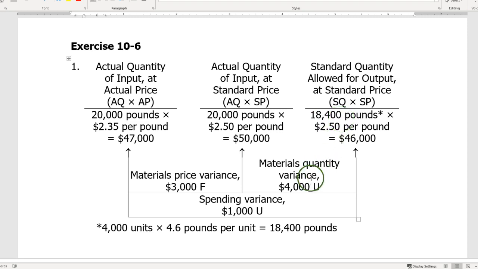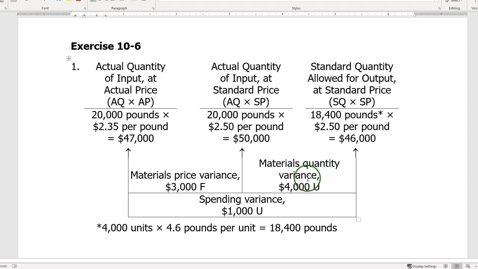Another quick way to compute this variance is to take the difference between these amounts. 20,000 minus 18,400 is 1,600 pounds. Take that times $2.50, you'll get the same answer, $4,000, unfavorable.